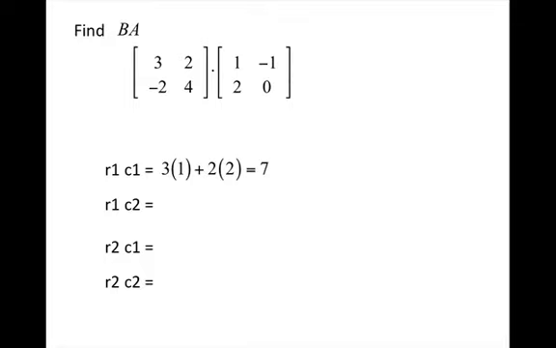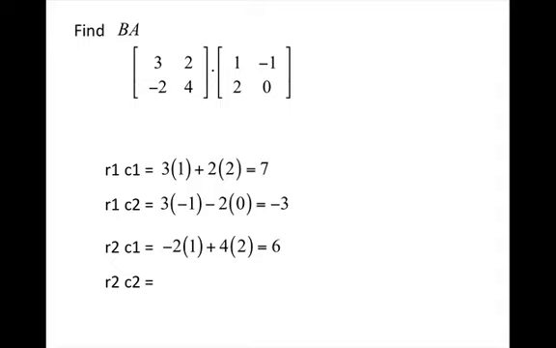In row 1, column 2, row 1 is 3, 2, and column 2 is negative 1, 0. So I have 3 times negative 1 minus 2 times 0. Well, this gives me a negative 3 plus a 0, which is negative 3. Row 2, column 1, row 2 is negative 2, 4, and column 1 is 1, 2. So I have negative 2 times 1, which is negative 2, plus 4 times 2, which is 8. Negative 2 plus 8 gives me 6.